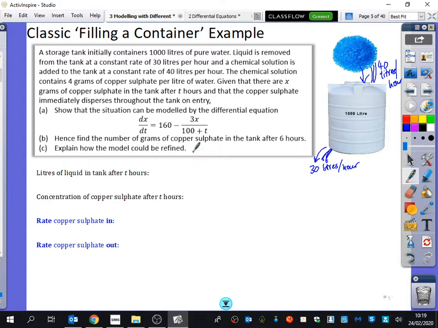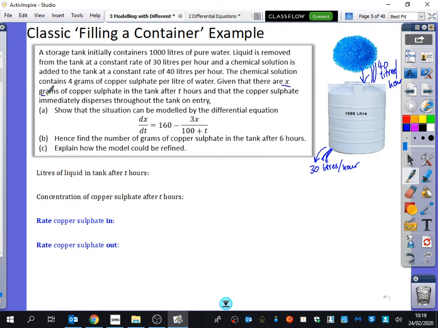It says, show that the situation can be modelled by the differential equation dx/dt equals 160 minus 3x over 100 plus t. Now, I want to try and break down what each of these pieces means to begin with, and then we're going to try and build them up. What does dx/dt actually mean? The change in X as T changes. So it's the rate of change of the copper sulfate, okay? Because X is X grams of copper sulfate.